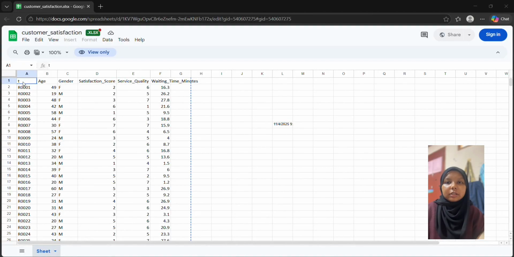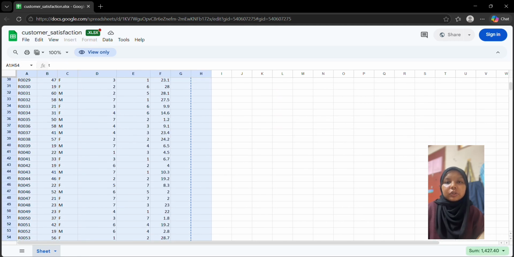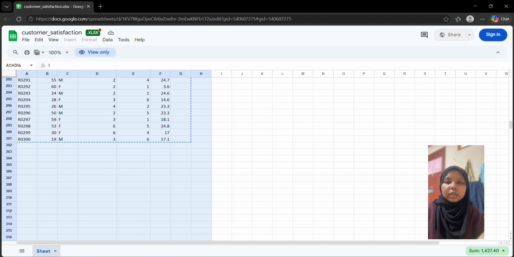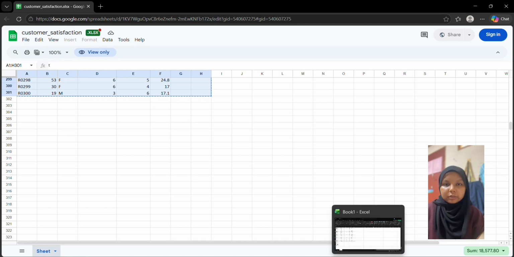Today I would like to present how to get statistical data using Microsoft Excel. I will use the data of customer satisfaction to show it to you. Firstly, open the data and you will see there are over 300 records of customer satisfaction from various ages and genders, with various satisfaction scores, service quality and waiting times.